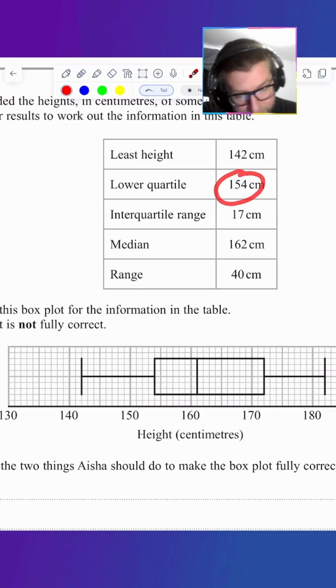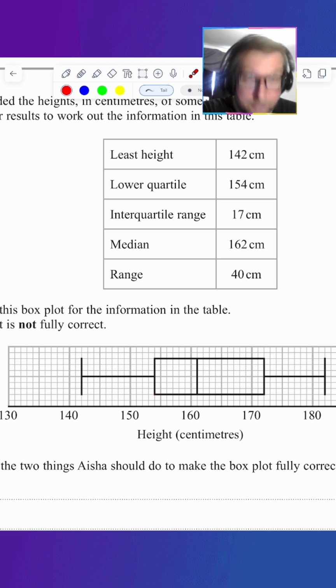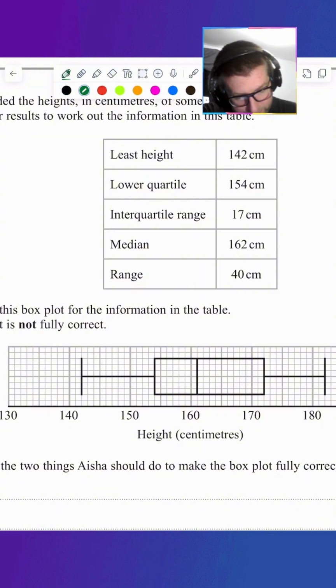The lower quartile is 154, which is this part here, so again that's correct. The median is 162, right, so that's incorrect, isn't it? She's plotted that at 161. So yeah, we could say this part is wrong.